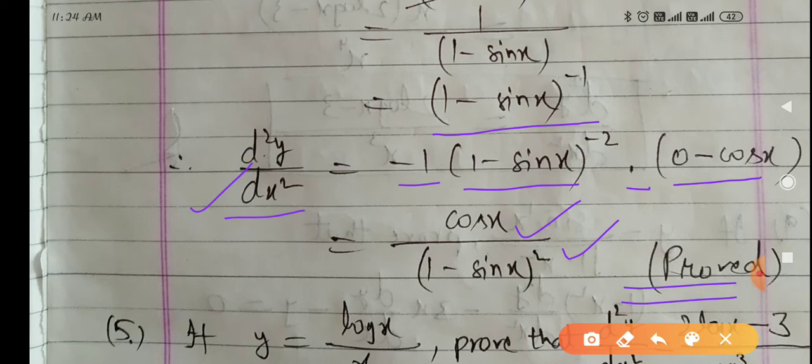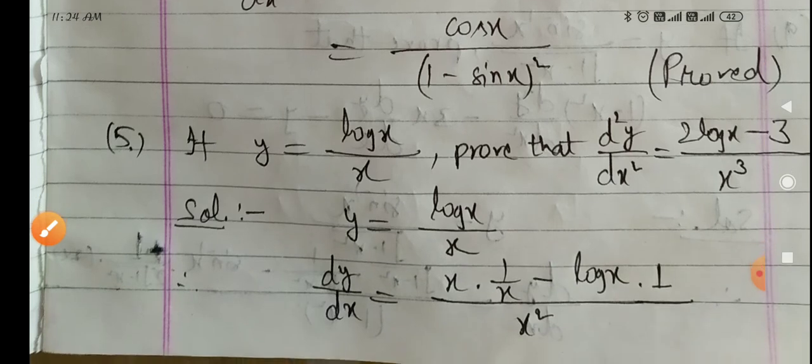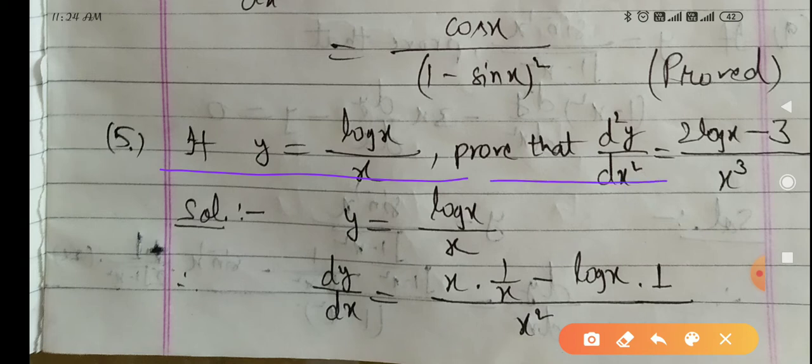So that's why I have written here proved. So like this you can prove. Next, fifth question. You can see if y equals log x upon x, prove that d2y upon dx2 equals (2 log x minus 3) upon x cubed. How can we prove? Y equals log x upon x is given.